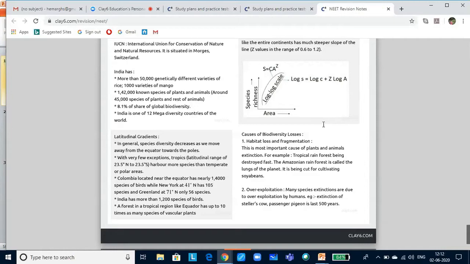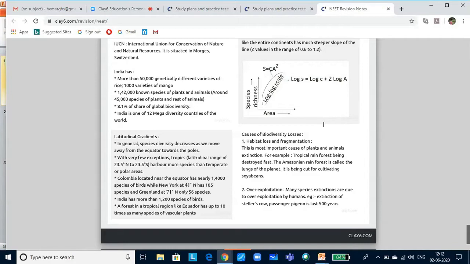Ethical reasons: every species has an intrinsic value, even if it is of no economic value to us. So whether the organism is useful to us or not is immaterial. Since it has been created by nature, it is present in nature, it has to be protected, and its protection and conservation is our duty. It is like a dharma, we are supposed to do it. So these are the three reasons for conserving biodiversity.